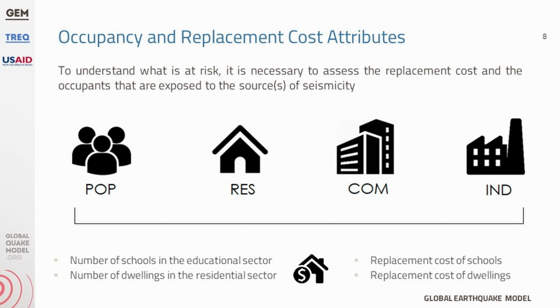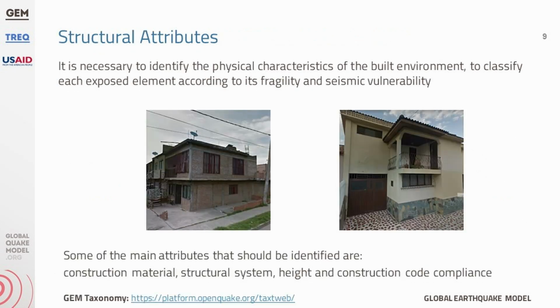The attributes of value and occupancy are considered indispensable in risk analysis, since without them it is not possible to quantify the potential for loss. Next, we have the structural attributes. It is necessary to identify the physical characteristics of the exposed elements to be able to classify them according to their fragility and seismic vulnerability.